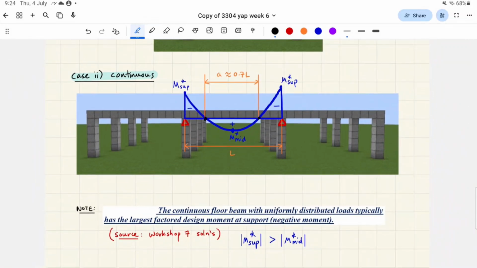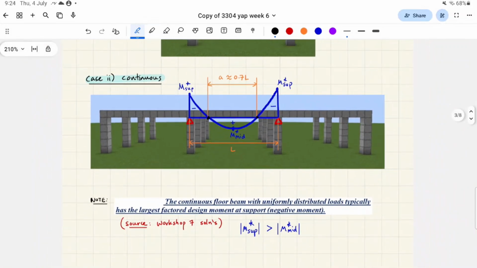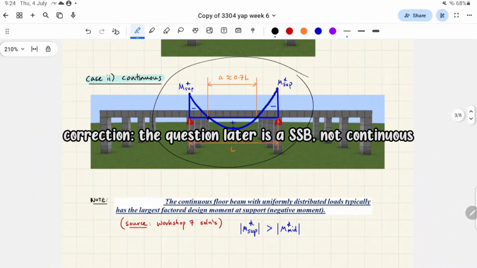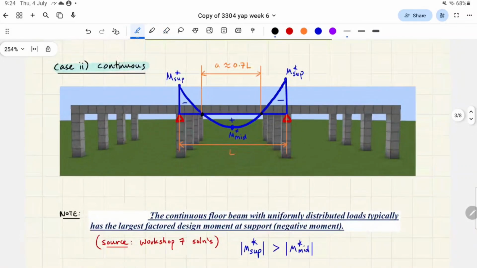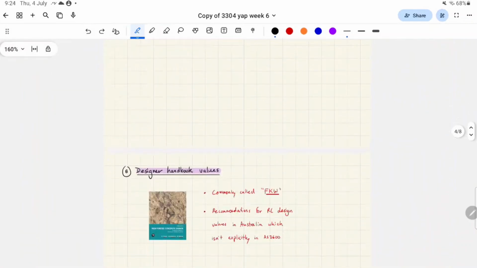So we're actually going to do one of these questions later that relates to the continuous beam, and it's going to be a T-beam. And we're going to be calculating the mid moment, basically. Okay.